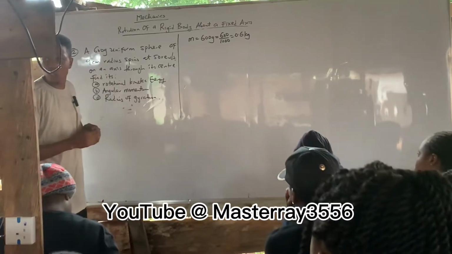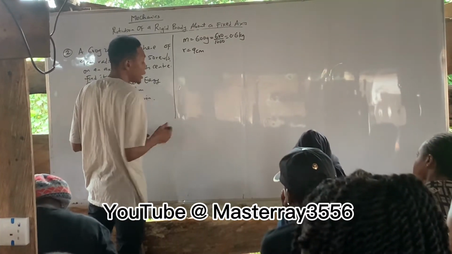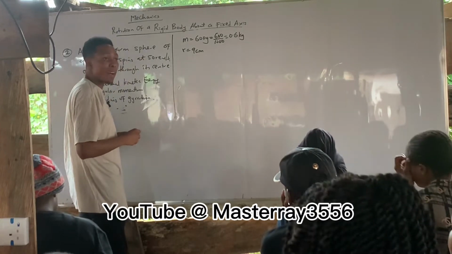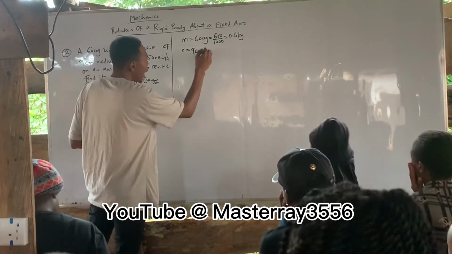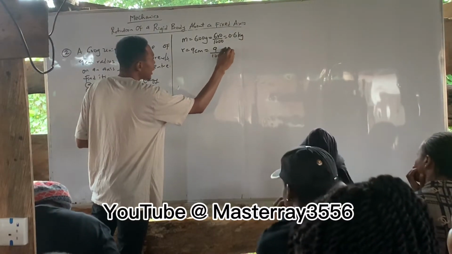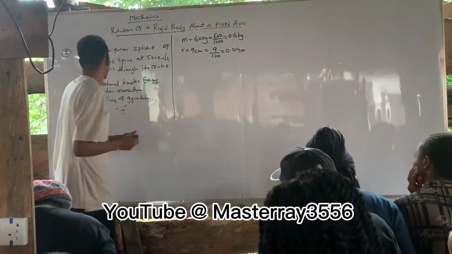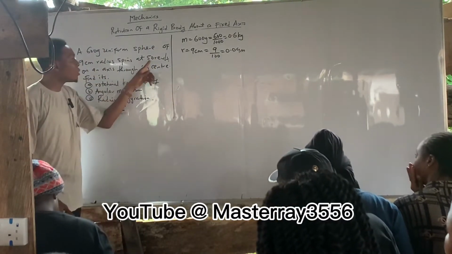You were given your radius, right? So what's the radius? 9 centimeters. Is it in meters? What do you do? Convert by dividing by what? 9 over 100. That is 0.09 meters.